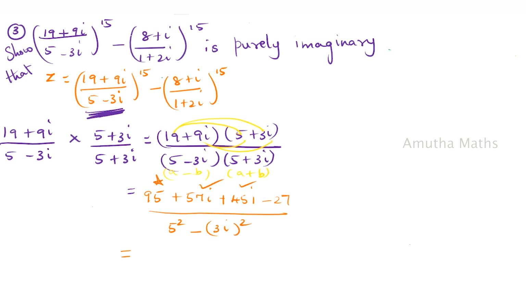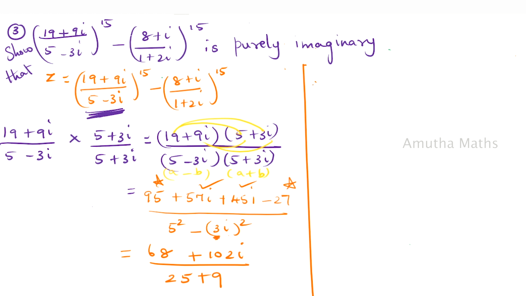And we have to add these two. So I will be getting 68 plus 102i divided by 25. So here if I square this 3, 9, I will get i square is minus 1. So I will be getting plus 9. Okay. So this is equal to 68 plus 102i divided by, so 34.